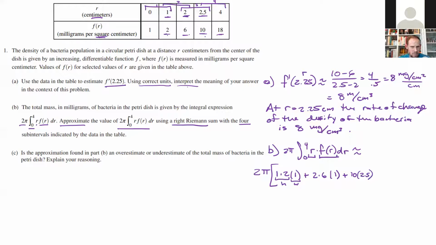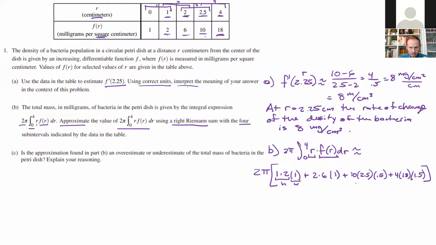And then the width of this one is 2.5 minus 2, so that's just 0.5. And then finally, the last one, we've got r times f of r, so 4 times 18. And then the width of this one is 4 minus 2.5, so that is 1.5. All right, now it's just a matter of working out that.